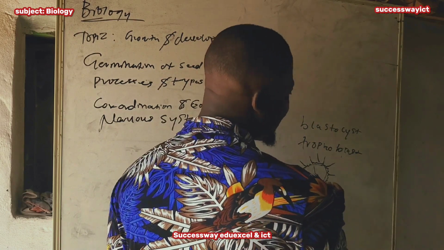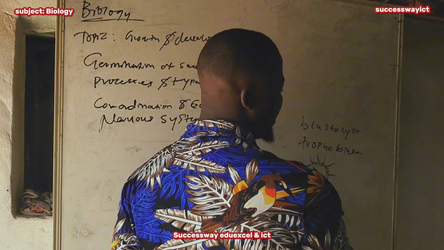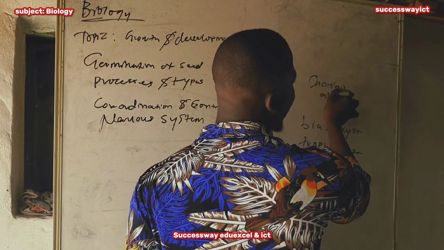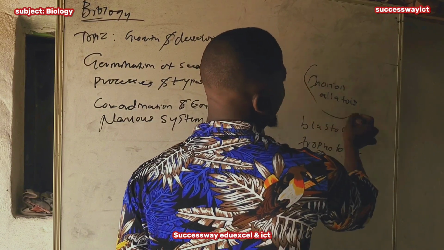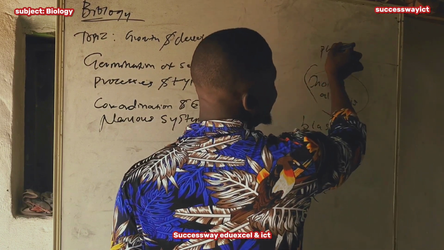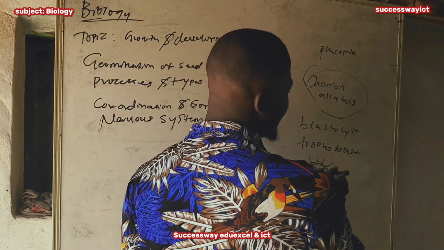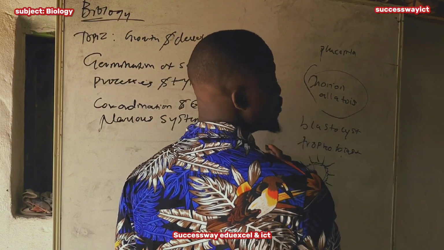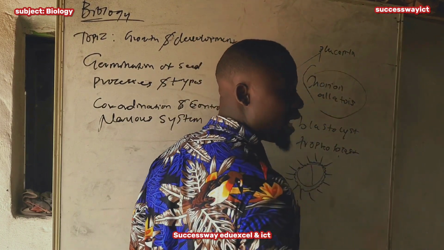Then from there, the woman will now develop placenta. Of course, the chorion and the amnion, these two membranes of the woman, will come together to form placenta. Are we together? Then the fetus will now form what you know as umbilical cord. You know that one, right? The umbilical cord will now connect itself to the placenta.